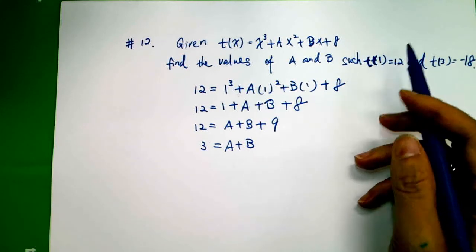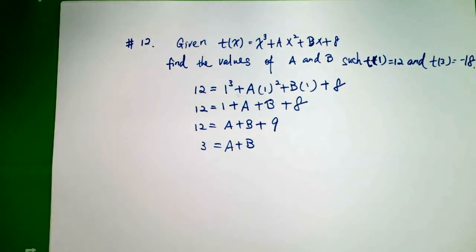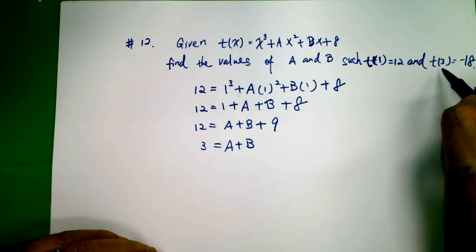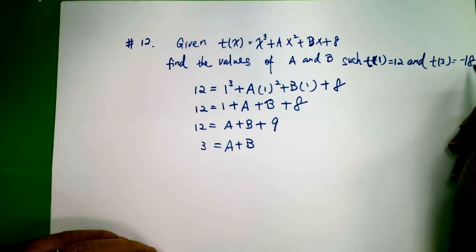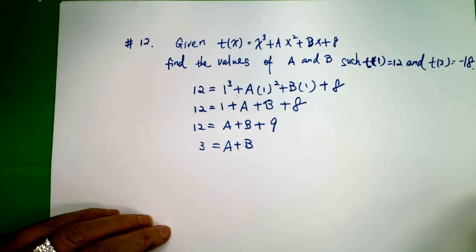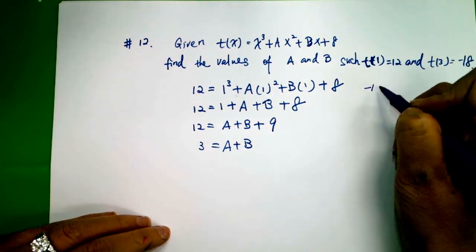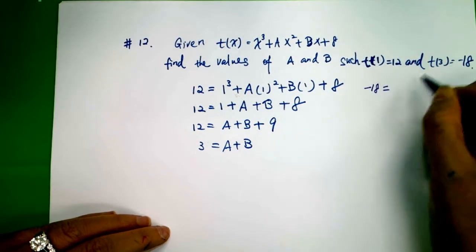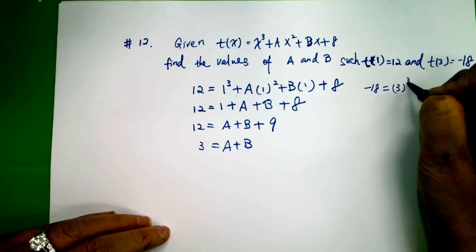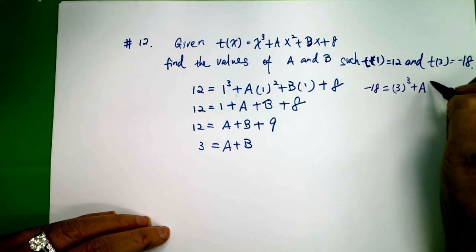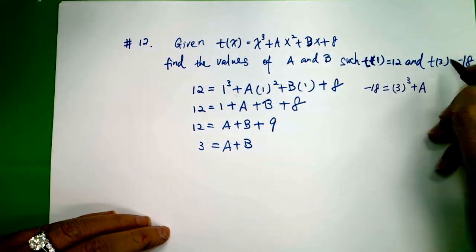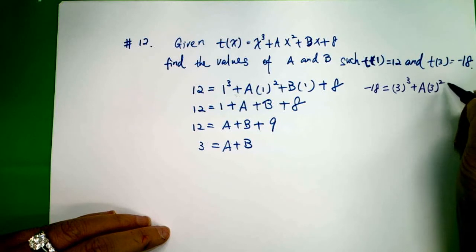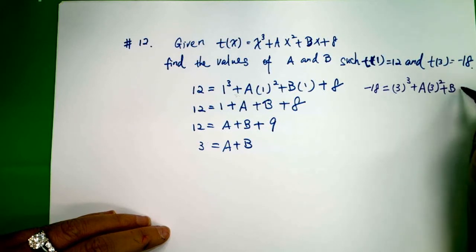Besides this, I also have T(3) equals negative 18. In that case, when x equals 3, T of x equals negative 18. The whole equation equals negative 18. So I should have negative 18 equals x cubed is 3 cubed plus a times x squared, which is x has been replaced by 3, so 3 squared, plus b times x, which is b times 3, plus 8.